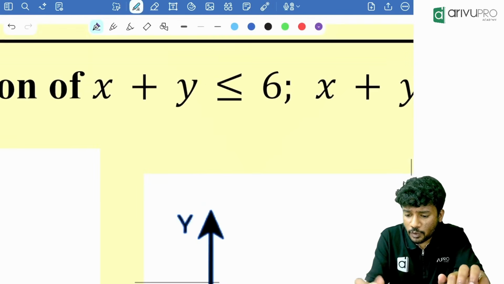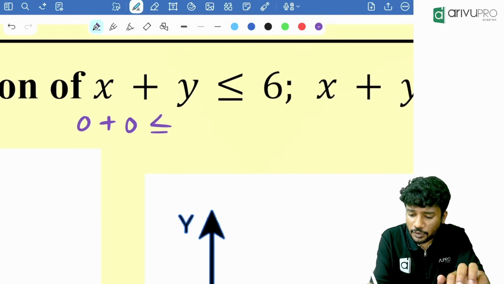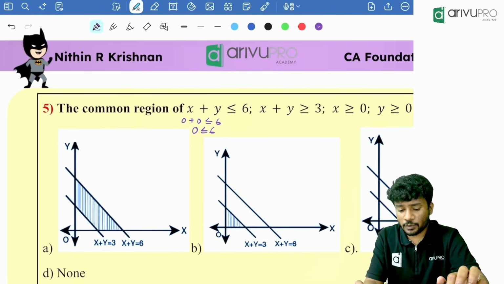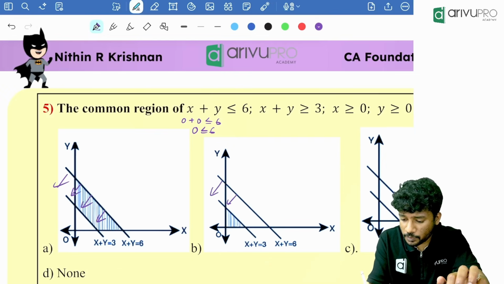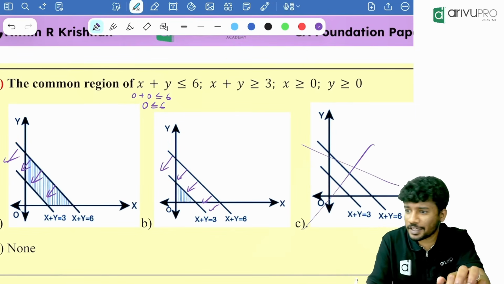What points are we going to assume here? 0, 0. 0 plus 0 less than or equal to 6. That means 0 is less than or equal to 6. Is it correct? Yes, that means this graph should be towards the origin. In all the cases, it should be towards the origin. Okay. Now, we will ignore this. Why? Because there is no common area in that graph.